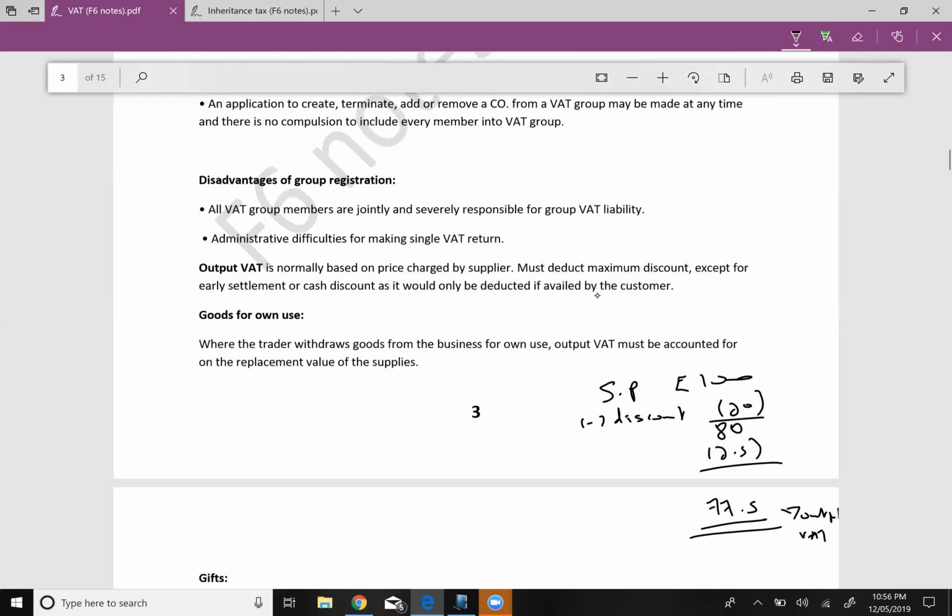So that cash discount will only be deducted according to the number of people who are availing it, and trade discount will be deducted 100%. In my example, only 50% of people were availing the cash discount, right? That's why I have 2.5. Okay, clear? Yes, ma'am.